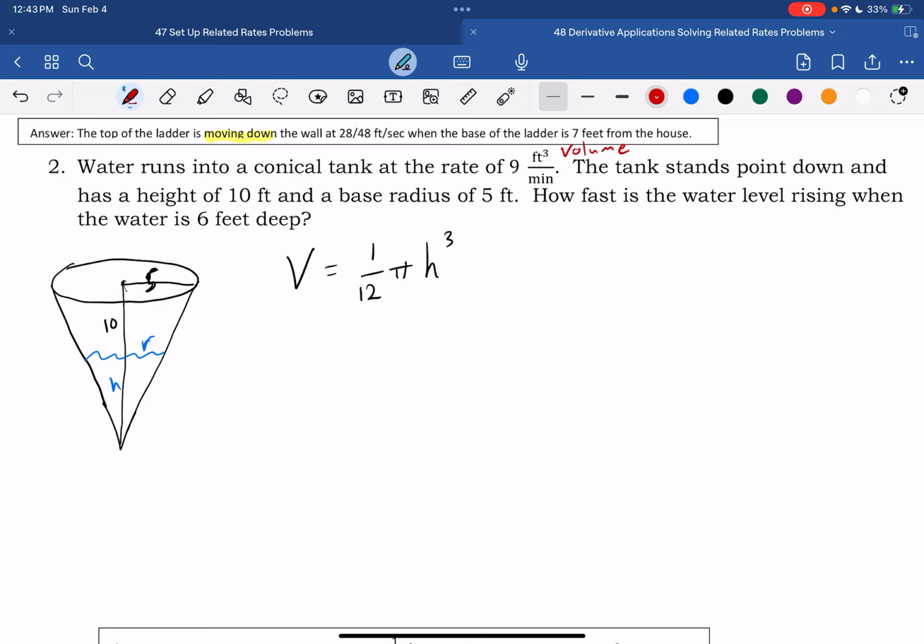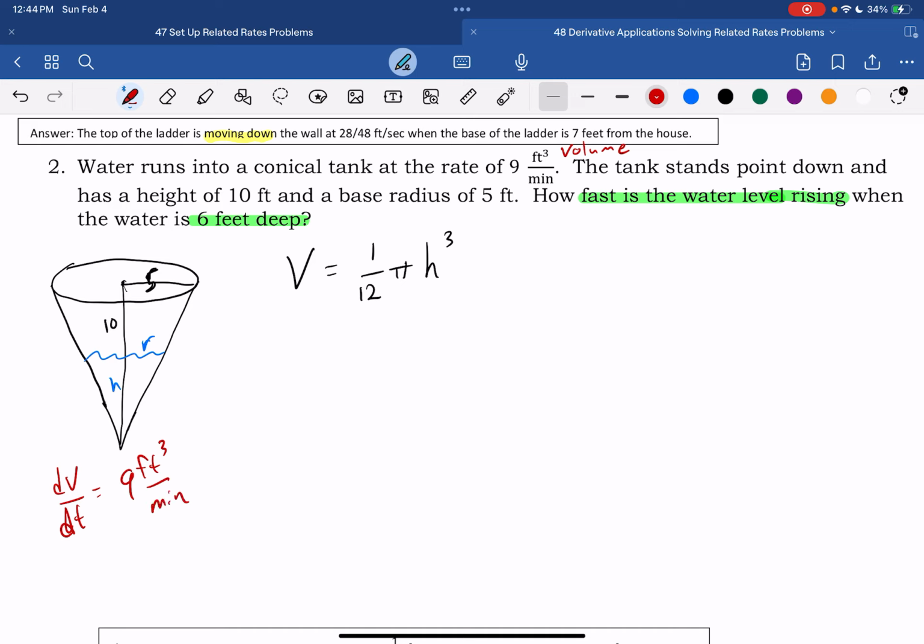We wanted to do that because of what the question is asking us. So when we go over here and look at what the question is, we're saying how fast is the water level rising when the water is 6 feet deep. Nowhere in there are we talking about a rate that the radius is changing or when the radius is a certain amount. And so we want to go through our given information. We're told that the volume is changing at a rate of 9 feet cubed per minute.